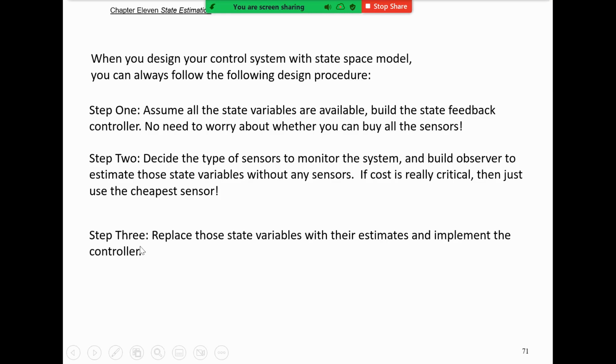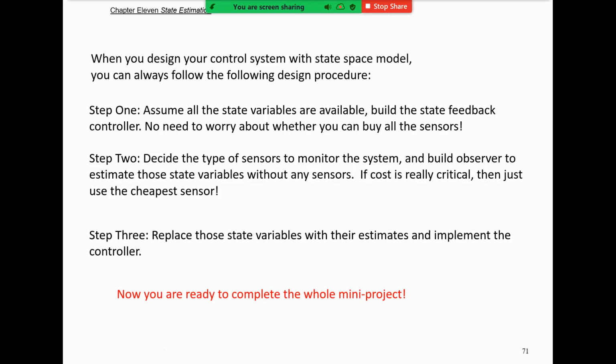Then step three, of course, as long as the system is observable, even with just one output, you can estimate all the state variables. Of course, there are a number of assumptions. One big assumption is that your model is accurate enough. If your model is wrong, of course, your estimation will be totally wrong. Then with this information, I think now you're ready to complete the whole mini project.